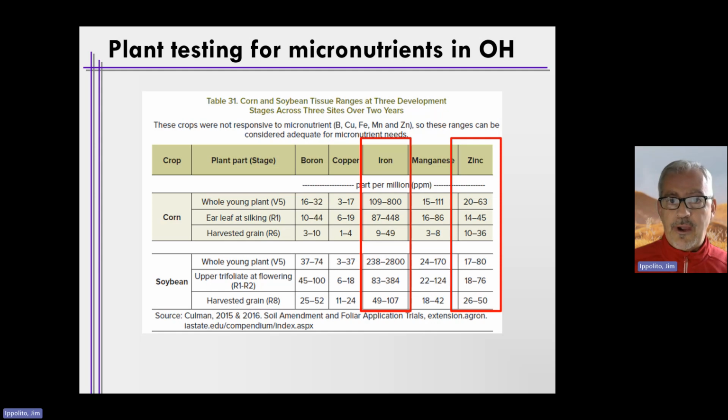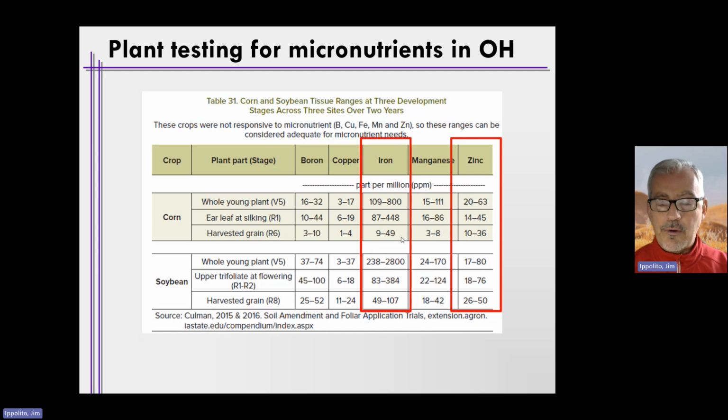So this table comes from the Tri-State Fertilizer recommendations. And this is a table that was developed over 3 sites and over 2 years for corn and soybean. And this shows you corn and soybean tissue ranges for different plant stages or plant parts for both corn, the top part of the table, or soybean. And I highlight iron or zinc, but if you're interested in boron, copper, or manganese, you go to this table, table 31, and look up what the typical ranges are.